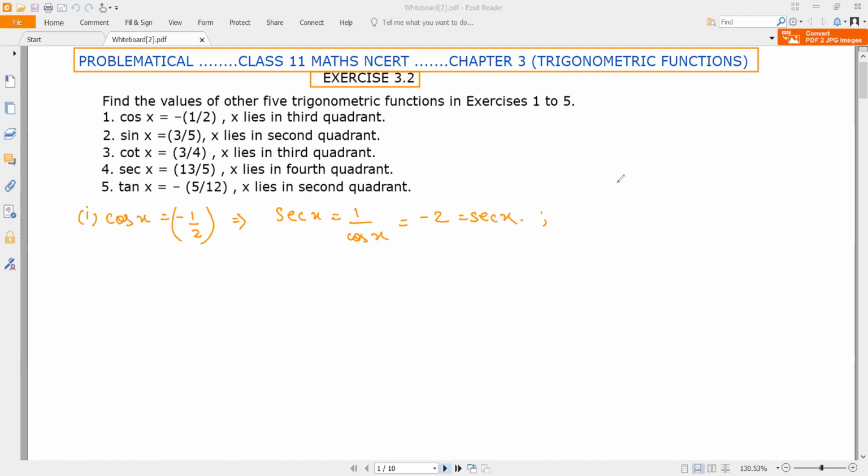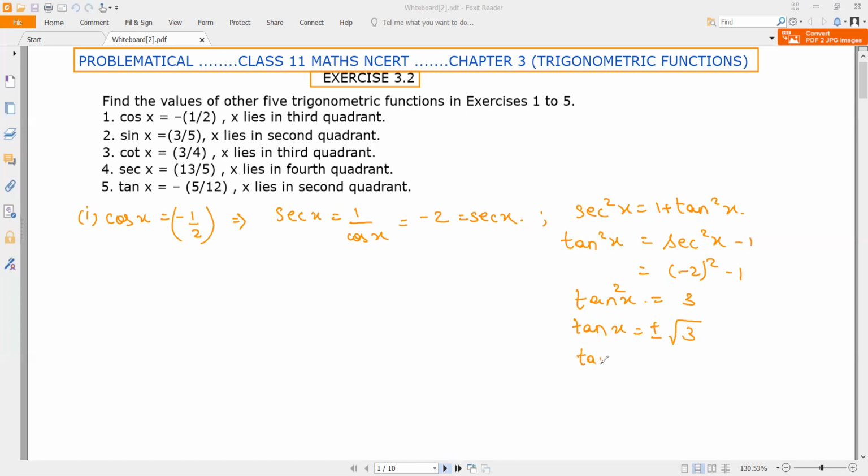Now from sec x we can get the value of tan x. We know that sec square x is equal to 1 plus tan square x, which means tan square x is equal to sec square x minus 1. Sec square x is minus 2 whole square minus 1, which is equal to 3. So tan square x is equal to 3. Taking square root on both sides, tan x will be equal to plus minus root 3. Now in the third quadrant, tan x is positive, so tan x will be equal to plus root 3.